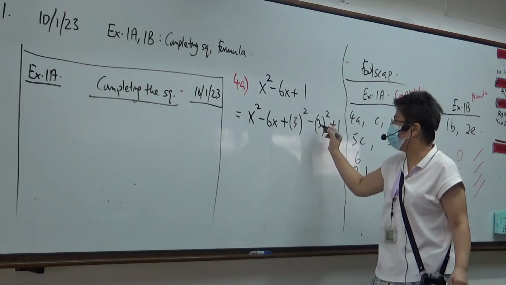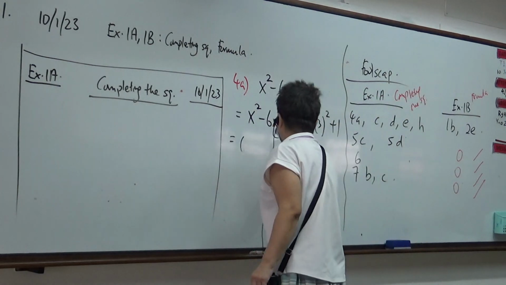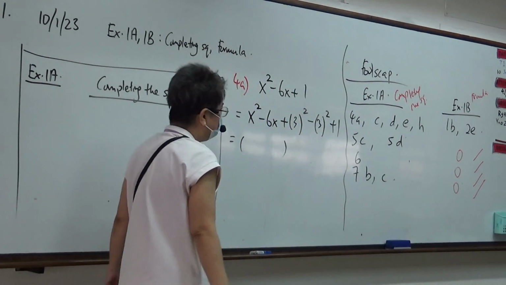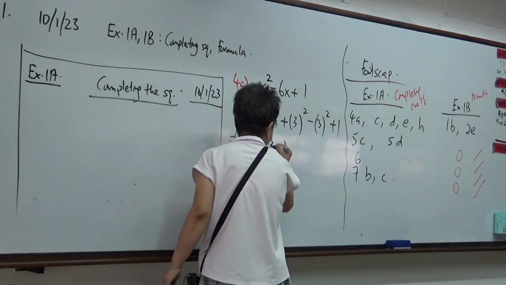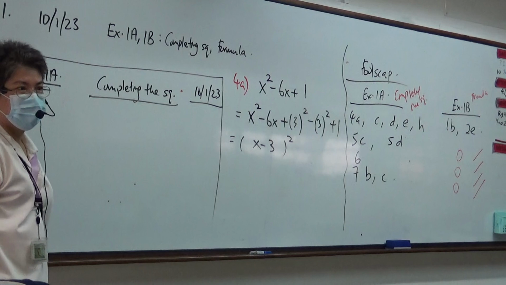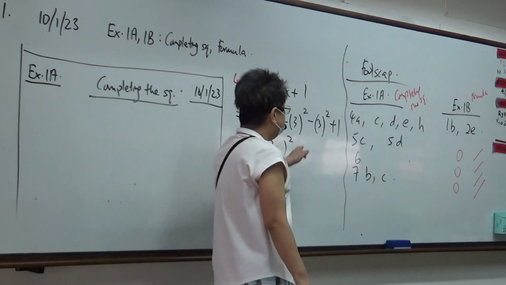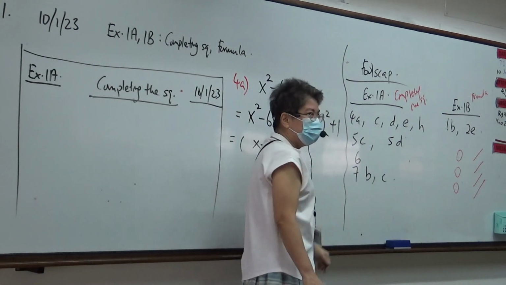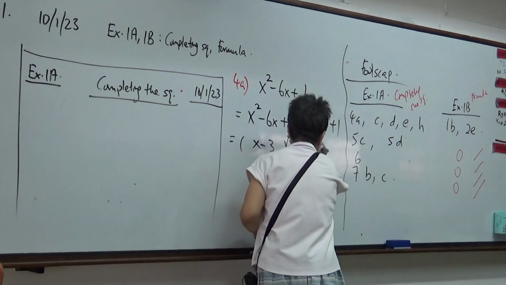3. Very good. So, what should be here? (x minus 3) squared minus 9. Minus 9 plus 1 is what? Negative 8. So, done.